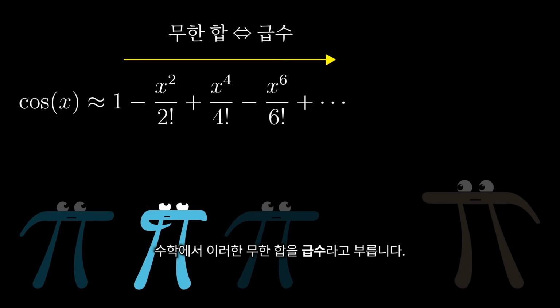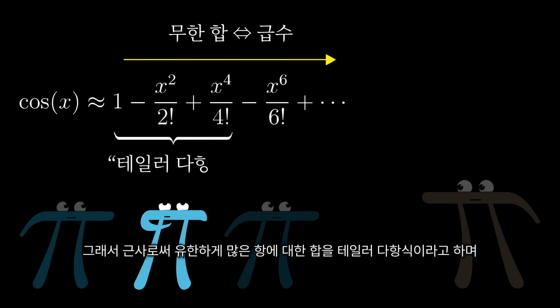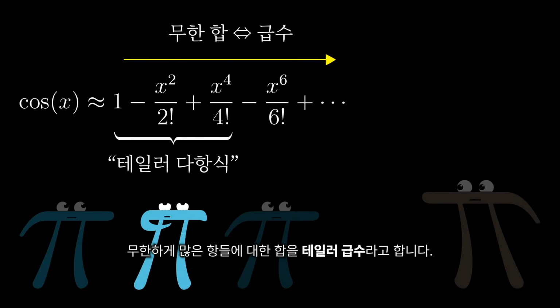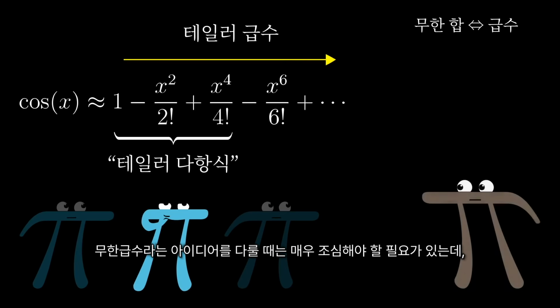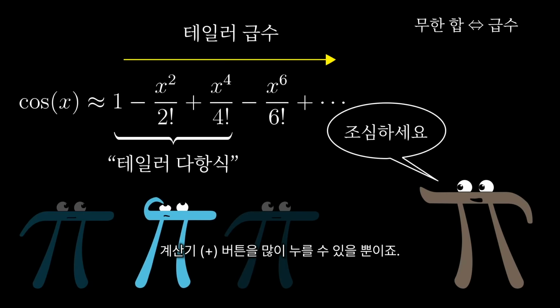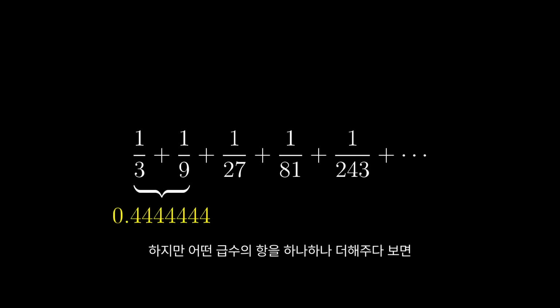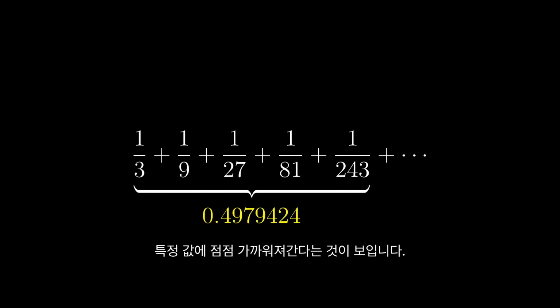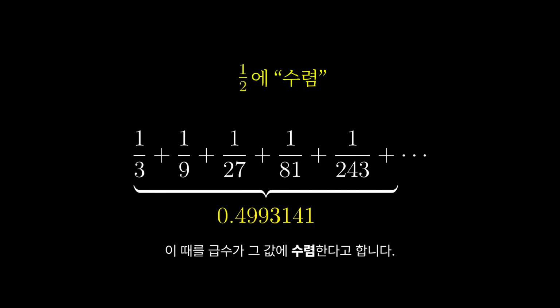In math, an infinite sum is called a series. So even though one of these approximations with finitely many terms is called a Taylor polynomial, adding all infinitely many terms gives what's called a Taylor series. You have to be really careful with the idea of an infinite series, because it doesn't actually make sense to add infinitely many things. You can only hit the plus button on the calculator so many times. But if you have a series where adding more and more of the terms, which makes sense at each step, gets you increasingly close to some specific value, what you say is that the series converges to that value.